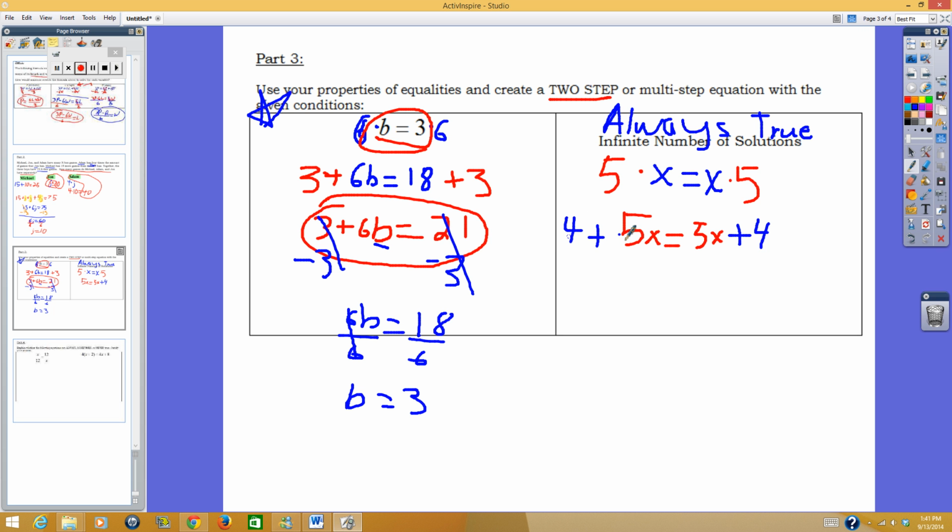Alright. You can't combine these because this is just a number and this is a variable. So you would literally just have 4 plus 5x equals 5x plus 4. It's the exact same thing on both sides. Alright? So that's how you build that one.